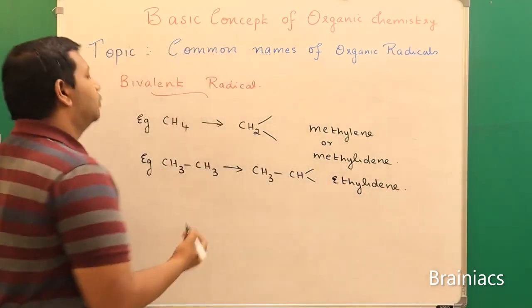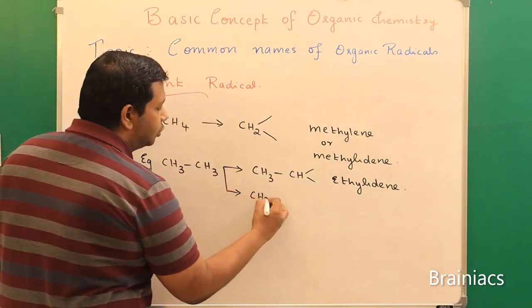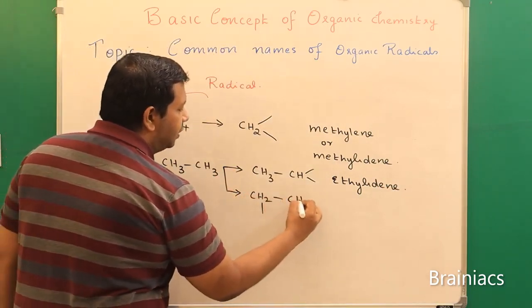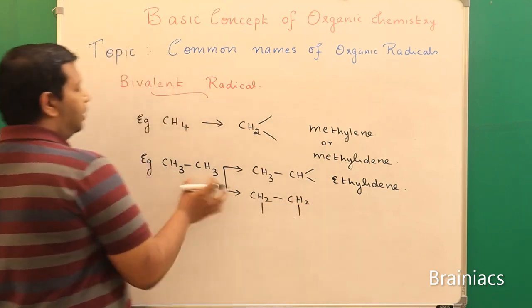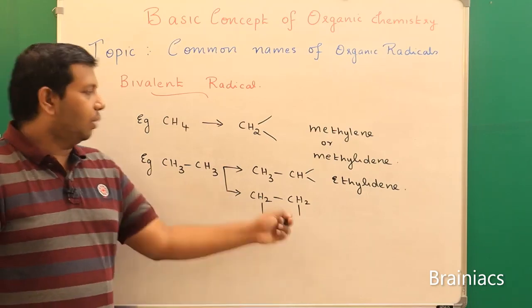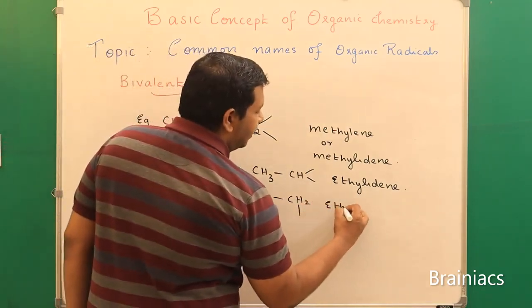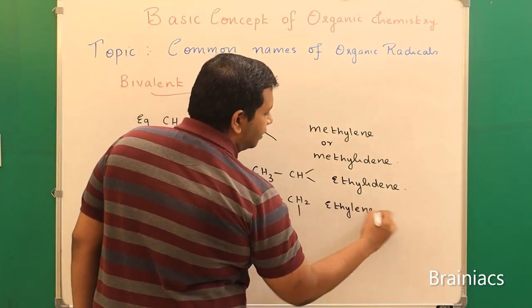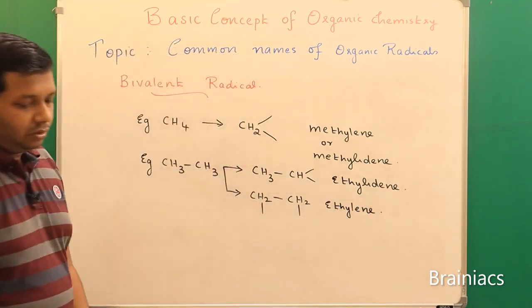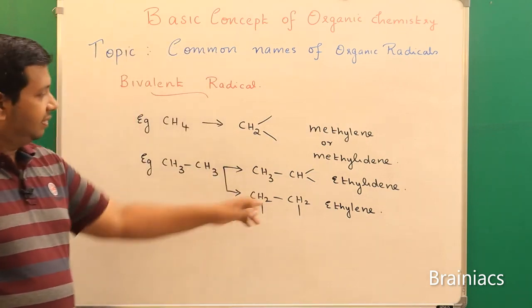Now what is the other possibility? Tell me. It can be CH2-CH2. This can be from the 2 carbon atoms, nearby carbon atoms, where I am replacing one hydrogen from each. So what is the name of this compound? I can say this is ethylene. Okay, so don't get confused, this is very important. So this is called ethylene.